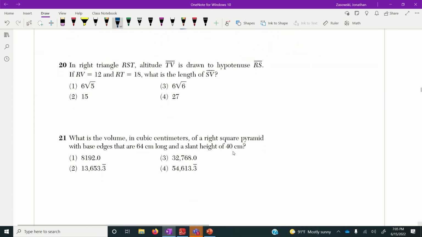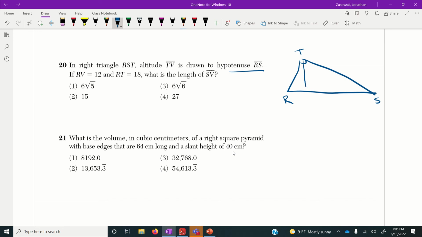All right, we got another right triangle without a picture, so let's draw it. The big thing is, what is the right angle? What is the hypotenuse? The hypotenuse is RS, and that means the other letter, T, is our right angle. We have an altitude drawn, so we're drawing a line down to V. Oh, we got our little three triangles going on here, interesting. So if RV is 12, and RT is 18, what is the length of VS?